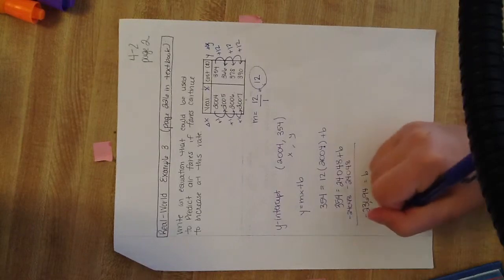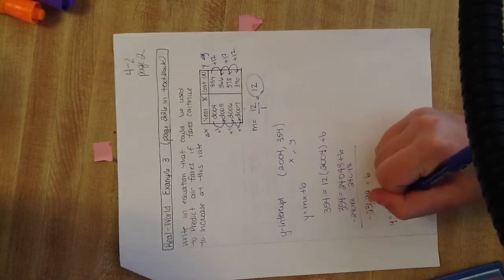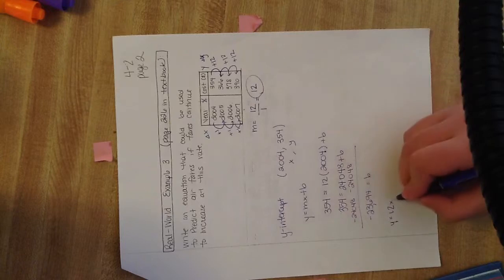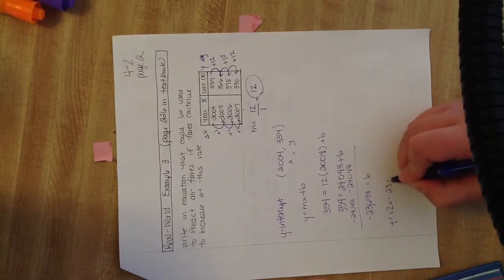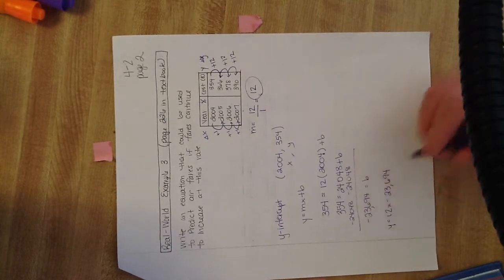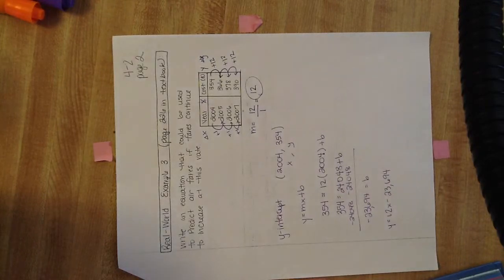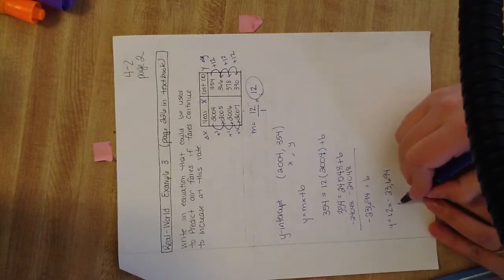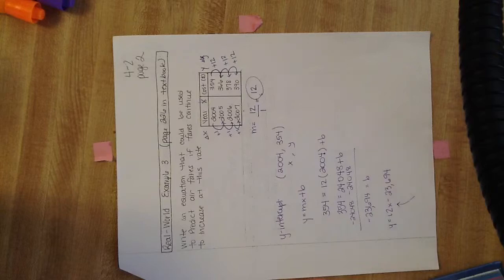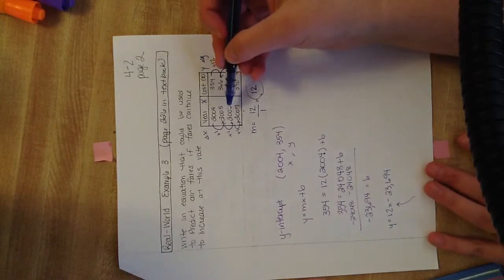We would write our equation as y equals 12x minus 23,694. The difference is you're accounting for the entire year. This kind of gets hard to read because you're like, 23,694, that number doesn't make a whole lot of sense when we're talking about changing 1 year at a time.